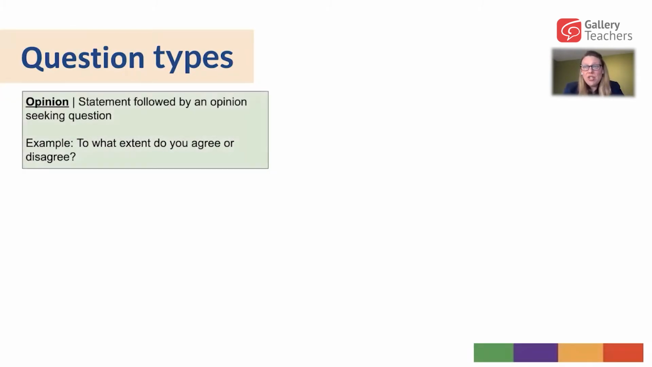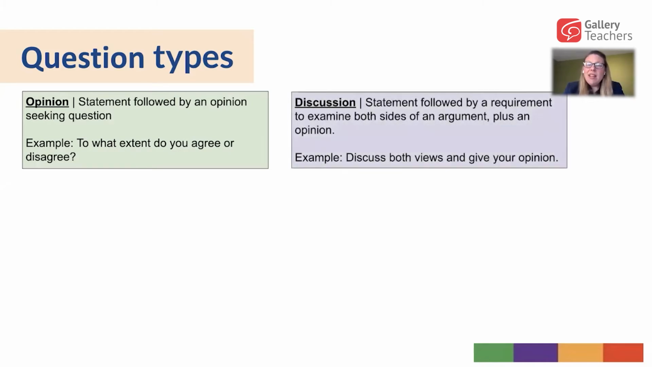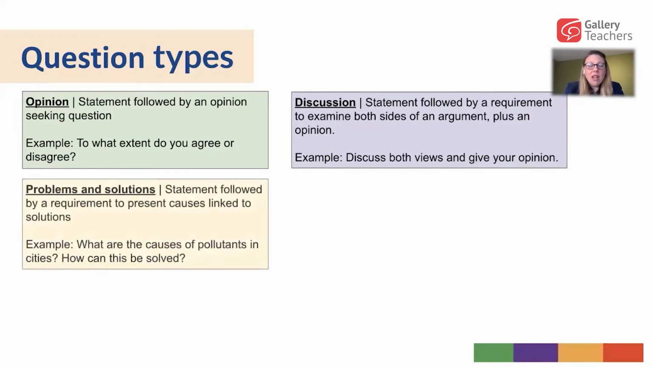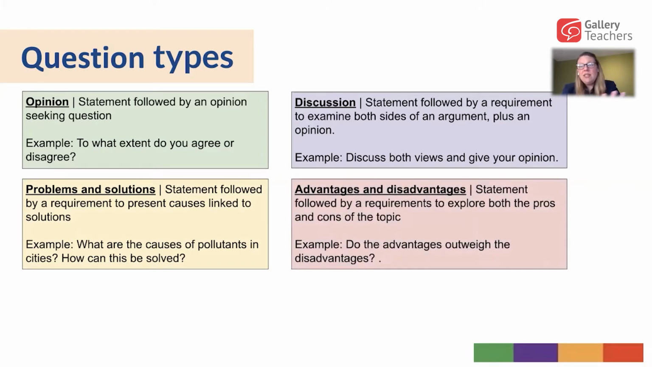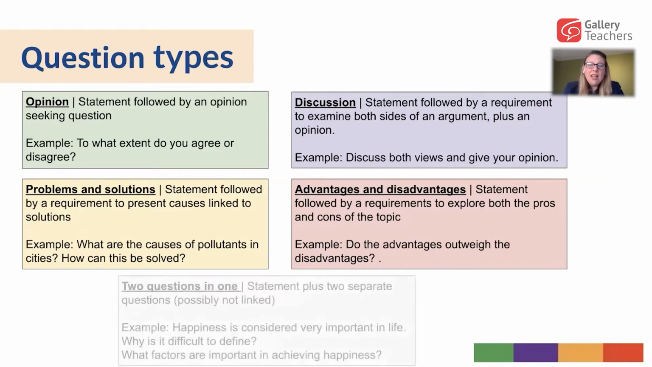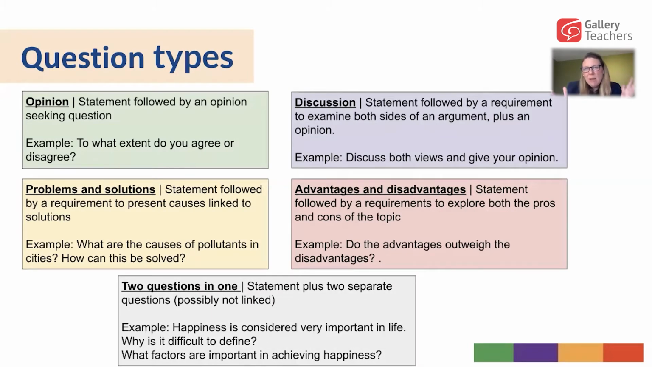There are 5 question types. I'm just presenting some examples of those here on the screen. The first is an opinion type essay. The second is a discussion type essay. The third is called problems and solutions. The fourth is advantages and disadvantages. And the fifth is what we could perhaps call 2 questions in one. Not a very technical term there, but I think this is a good summary of what we can call this type of IELTS question.